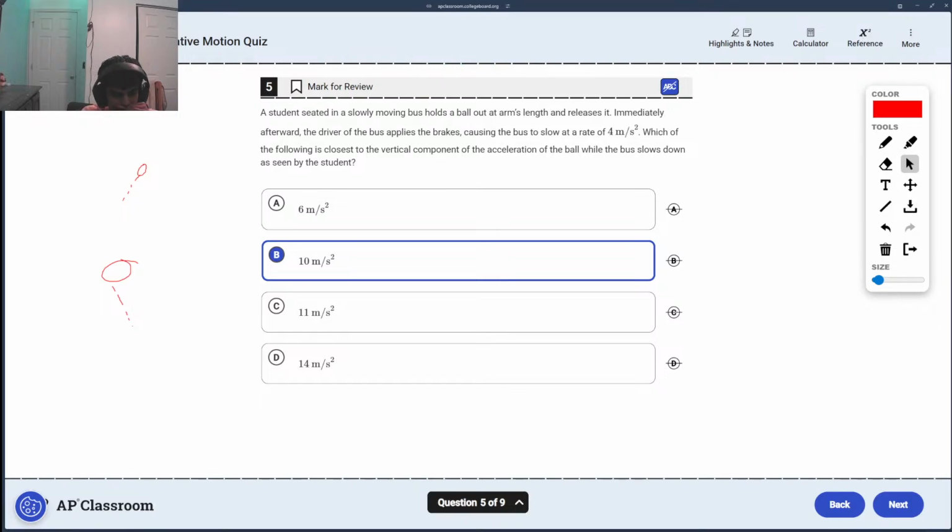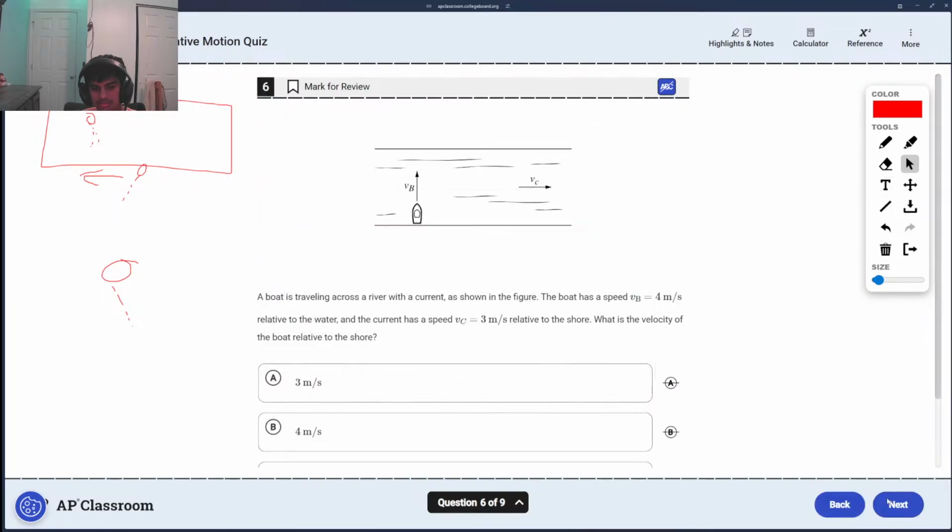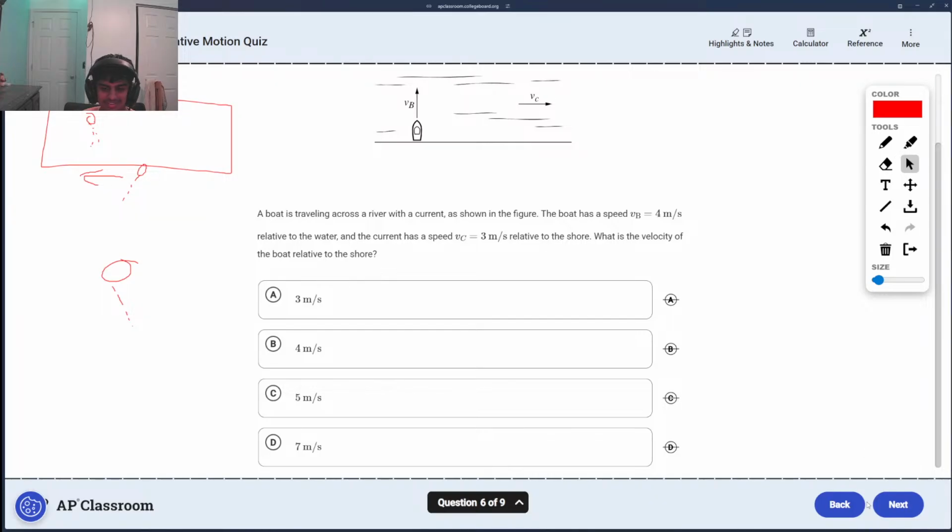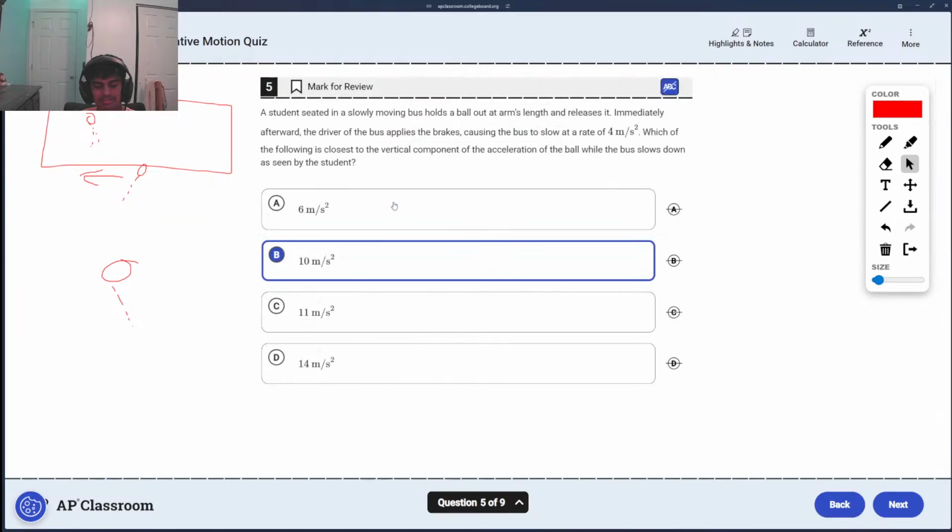Wait, but how's it 10? Okay. So you're in a bus. You're dropping a ball, and then the bus is slowing down horizontally, but your ball is still just falling. So the vertical component of the acceleration, not the speed, the acceleration, is the same. It's a trick question. It's just vertical. It's just gravity.